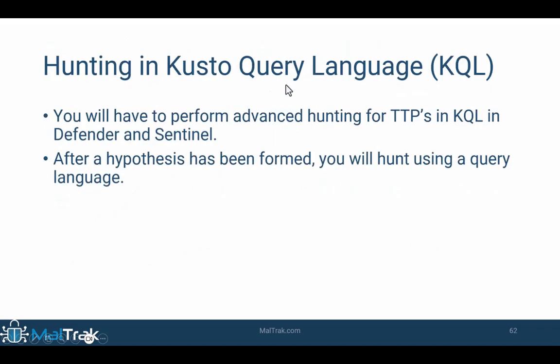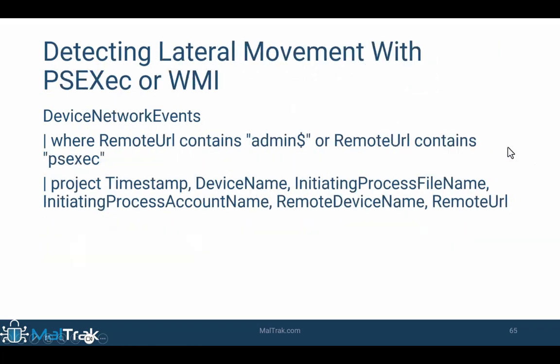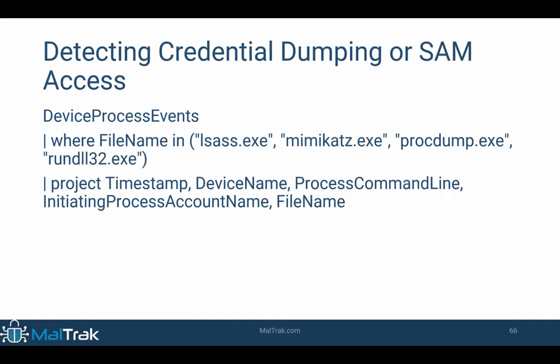That's for AsyncRAT. So hunting in KQL, we've been through that. Detecting partial events, we've been through that. Detecting lateral movement with PsExec or Windows Management Instrumentation, we can do that. Detecting credential dumping or SAM access. So this is simple. This is just device process events, and you're looking for that. Very, very easy. This is the simplest way to search for credential dumping.